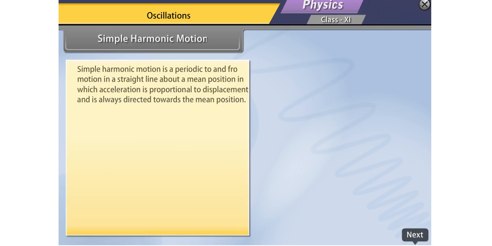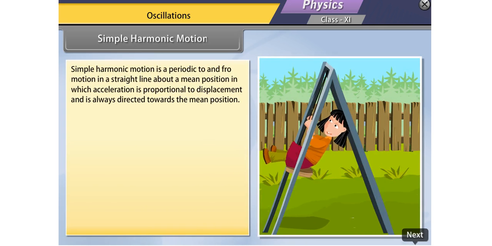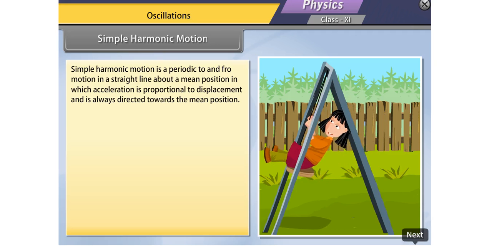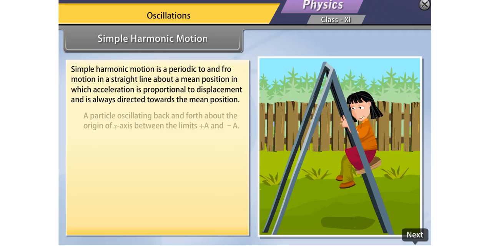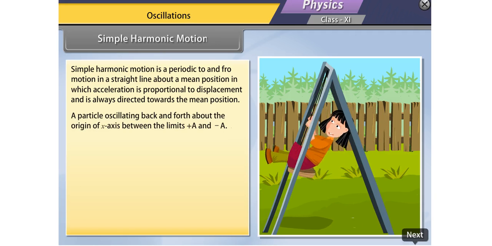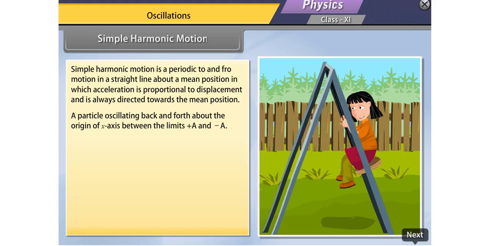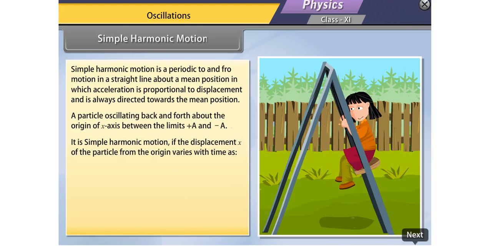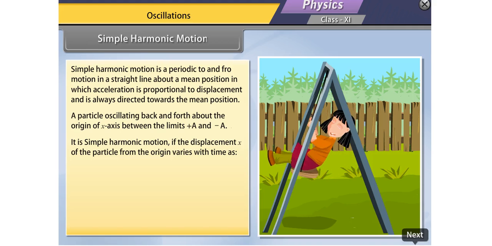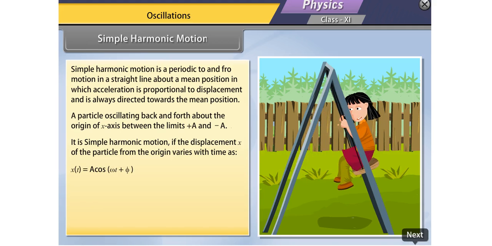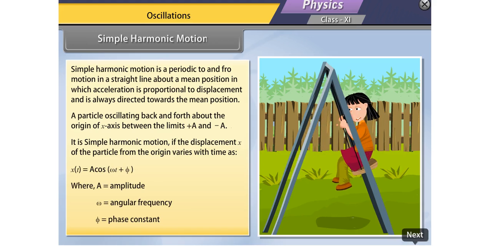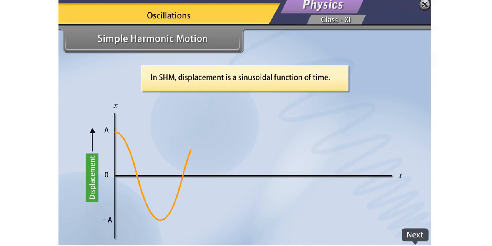Simple harmonic motion. Simple harmonic motion is a periodic to and fro motion in a straight line about a mean position in which acceleration is proportional to displacement and is always directed towards the mean position. Consider a particle oscillating back and forth about the origin of an x-axis between the limits plus A and minus A. It is simple harmonic motion if the displacement x of the particle from the origin varies with time as x(t) = A cos(ωt + φ), where A is the amplitude, ω is the angular frequency, and φ is the phase constant. In simple harmonic motion, displacement is a sinusoidal function of time.